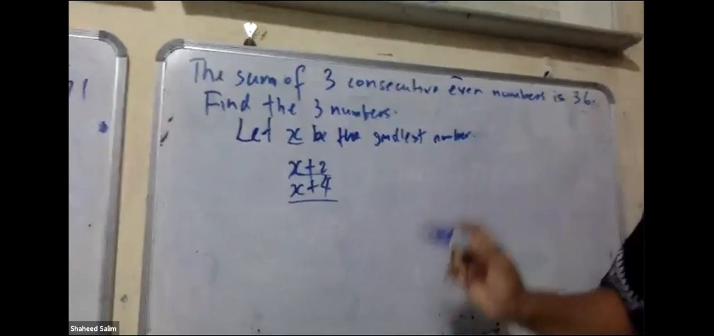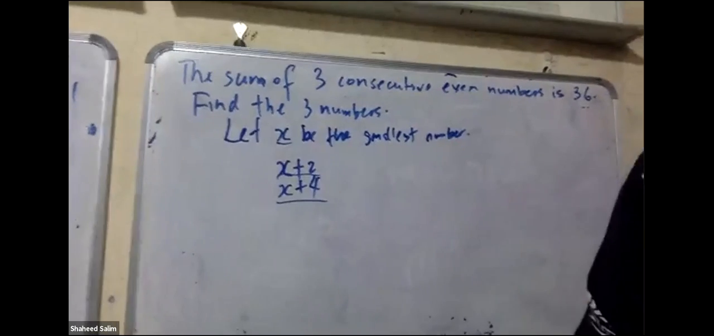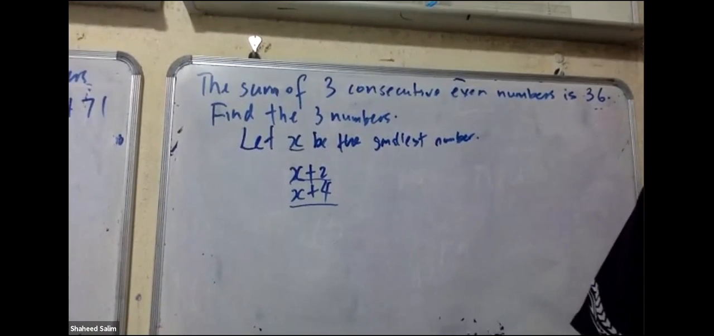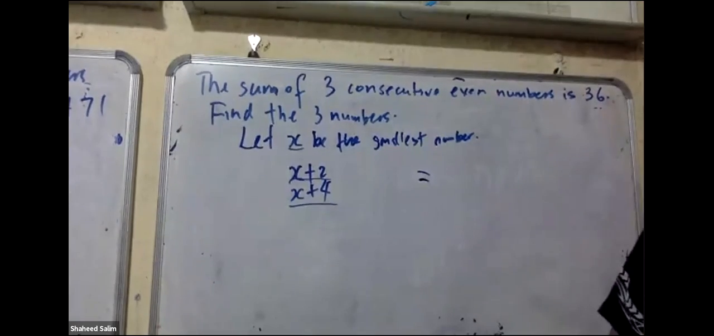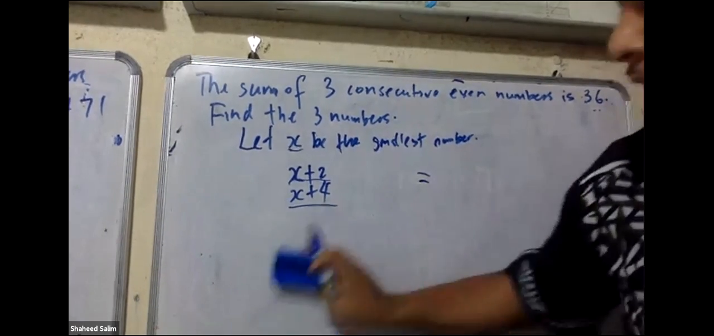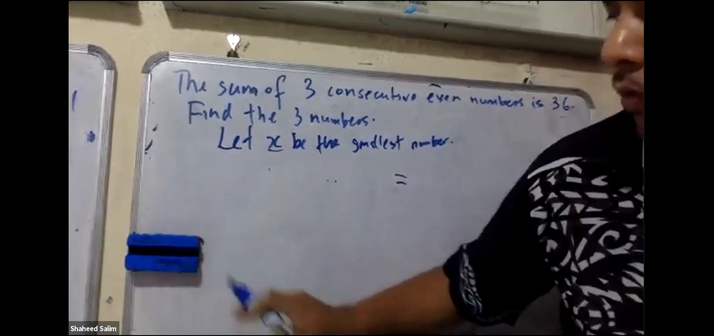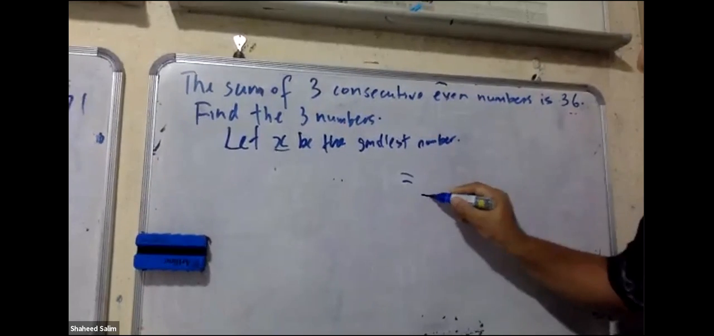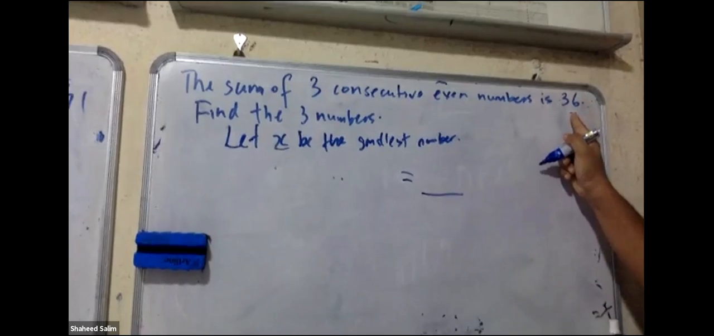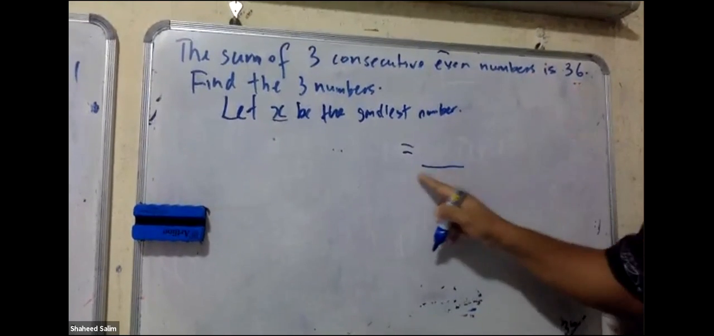And their total is equal to 36. Can you find out what the three numbers are? Can you form an equation? Equation means you put equal. Can you fill the left and right? You must show me. Okay, you tell me now. Equals to how many? They say how many down here? 36. So now, this equals 36.